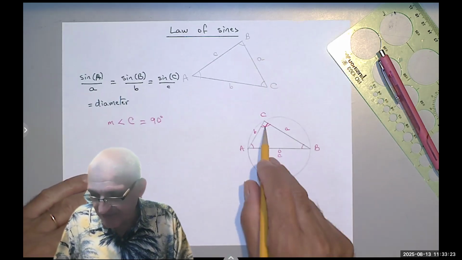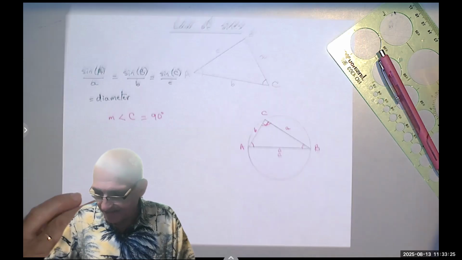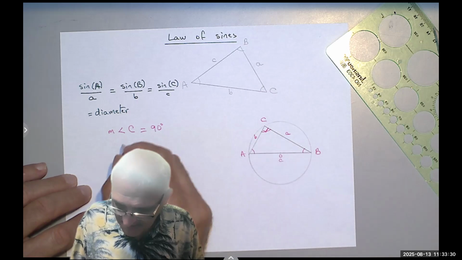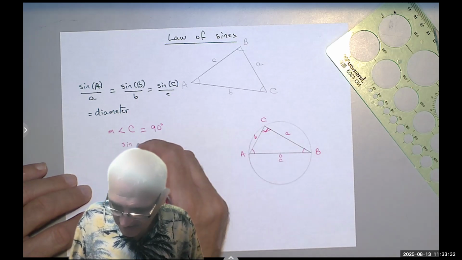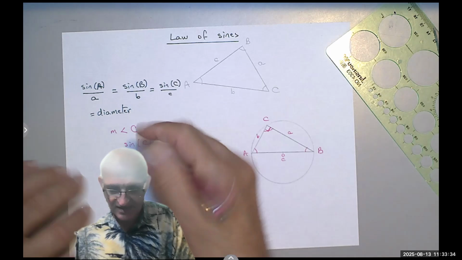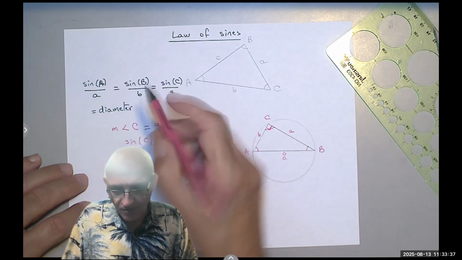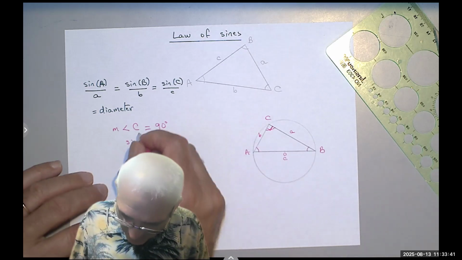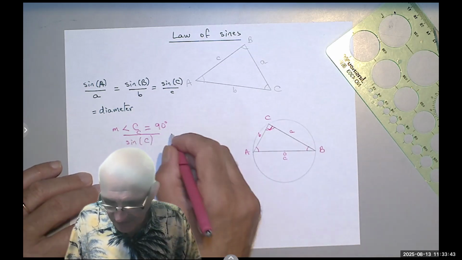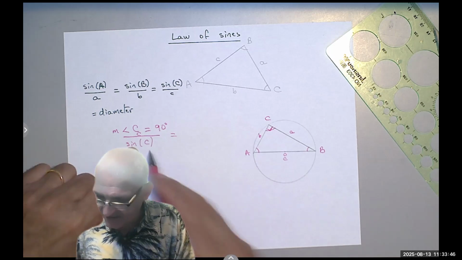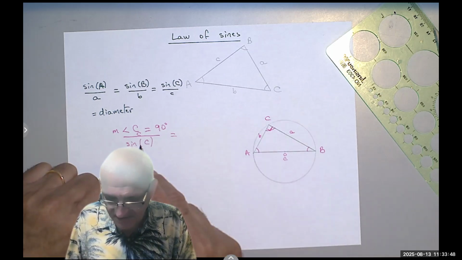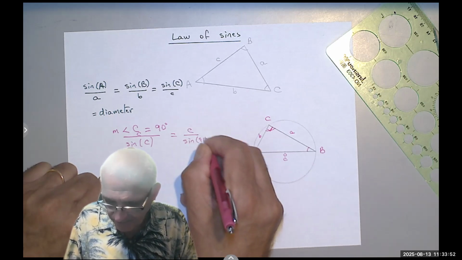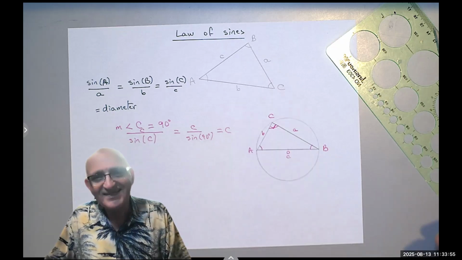So if the measurement of this angle C is 90 degrees, I know that sine C is 1. So what I'm saying here, you can write it backwards: a over sine A equals b over sine B equals c over sine C. Here, c over sine C, well, sine C is 1 since C is 90 degrees. So I get c over sine 90 equals c, of course.